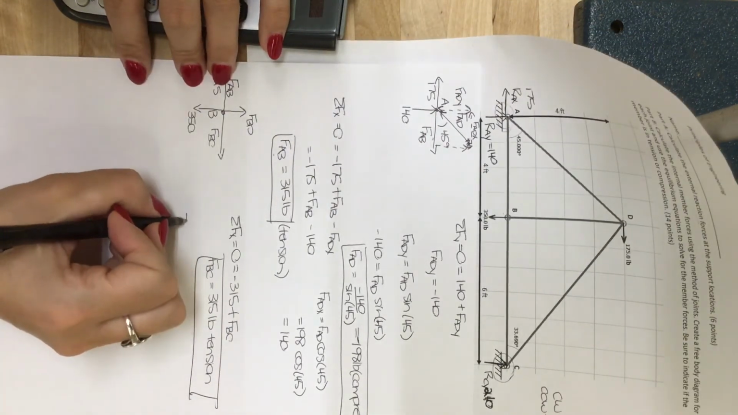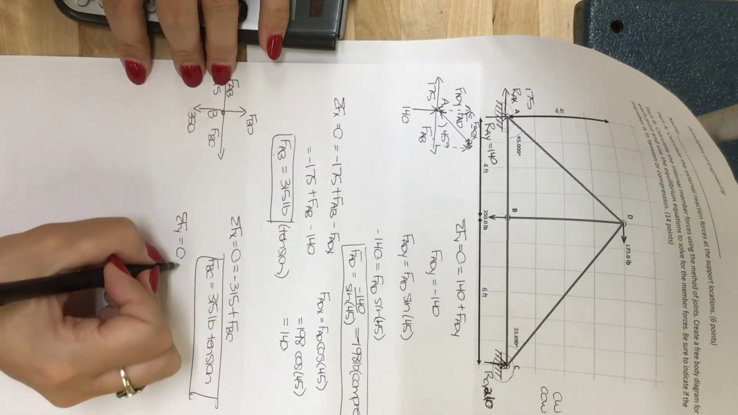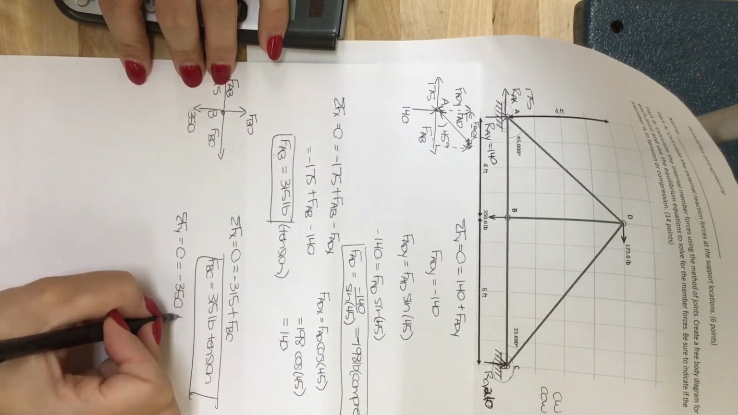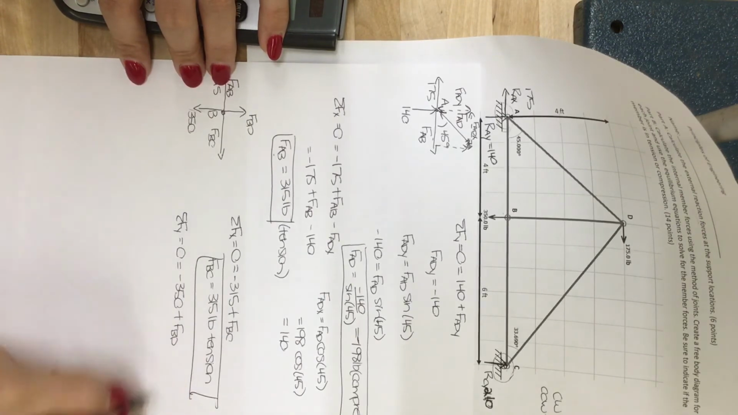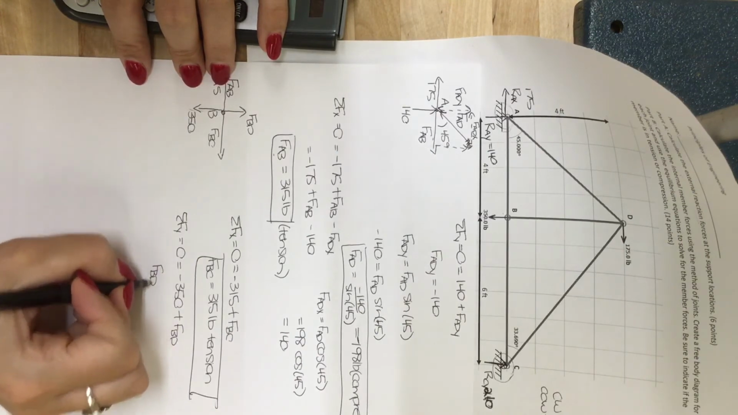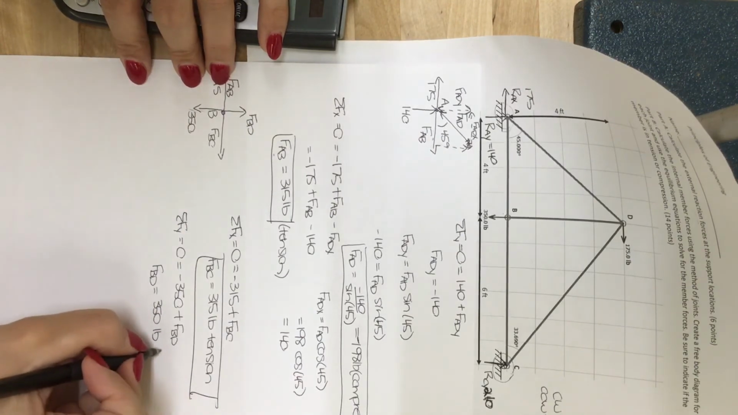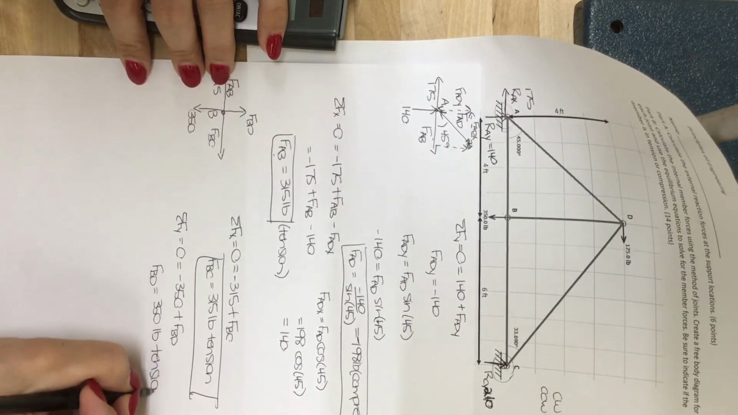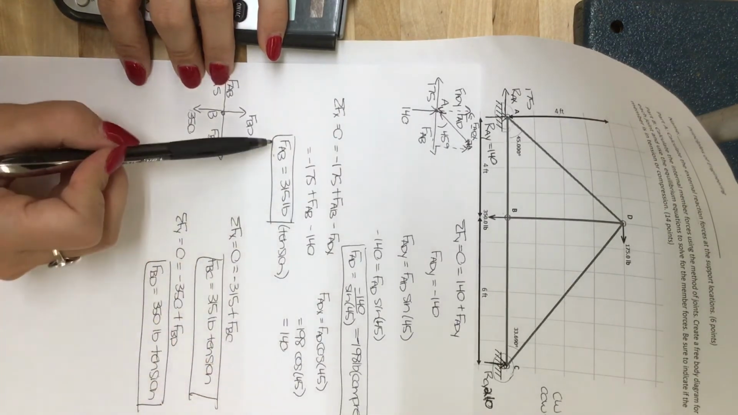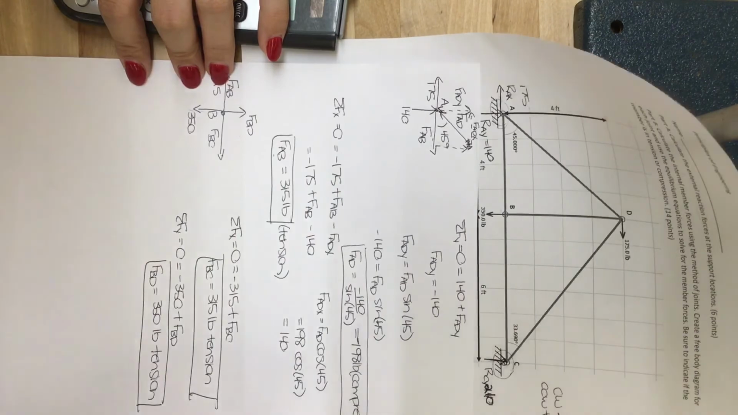If we do our sum of forces in the y direction, we're going to have our negative 350 pounds pulling down. We're going to have our positive FBD pointing up. And if we rearrange that, we're going to get that FBD equals 350 pounds. And again, that's going to be in tension because we got a positive value. So at this point, we found FAD, FAB, FBC, and FBD. So all that we need to find now is FCD.